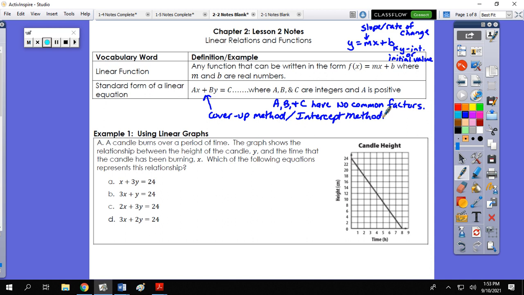So example 1, we're going to jump right in here, and what we're doing in these first few examples is matching equations to graphs, interpreting in words what different terms and numbers and variables in different expressions mean, things of that nature. So, starting with some applications.